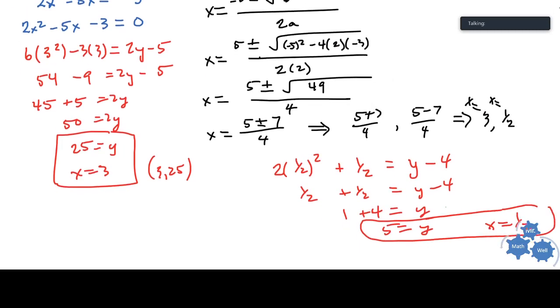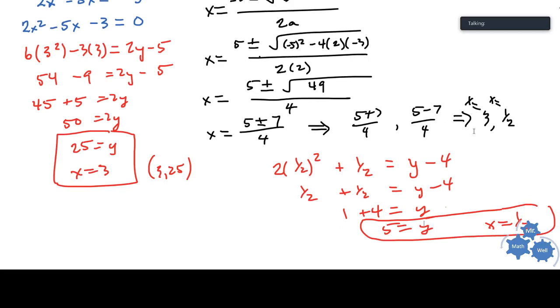All right, so again, I just used the second equation there, plugged in my second x value of 1 half in for x, solved for y, I got 5. So here's the two answers that I got, 1 half and 5 and 3 and 25 for intersection points. Or you could write it out like this, x equals 3, y equals 25, or x equals 1 half, y equals 5.